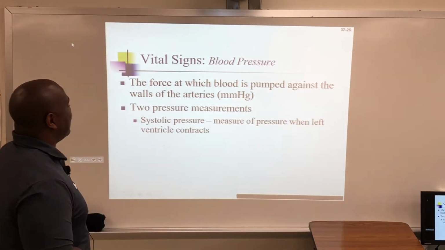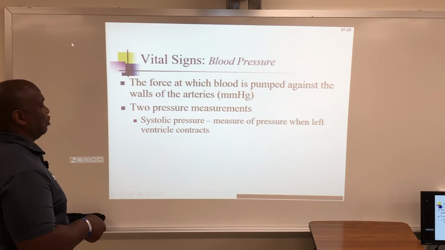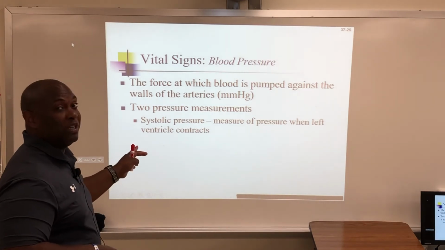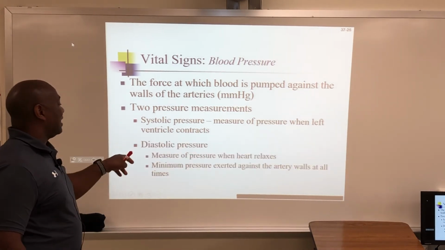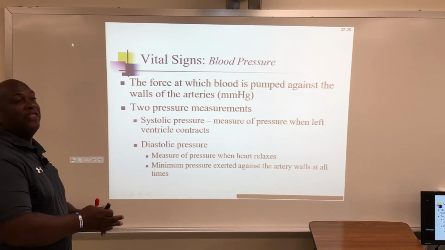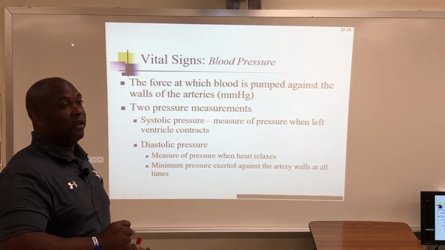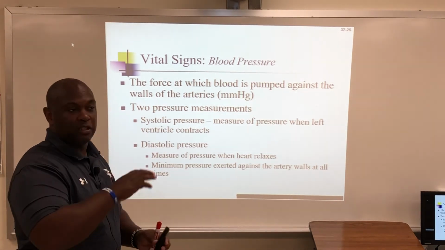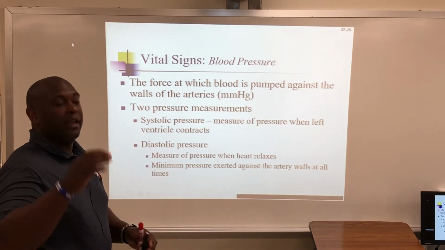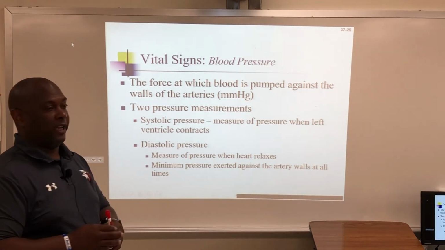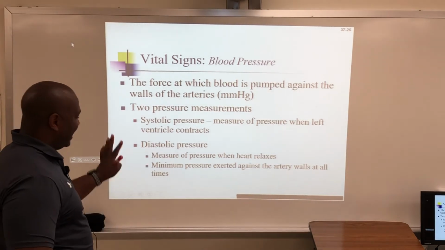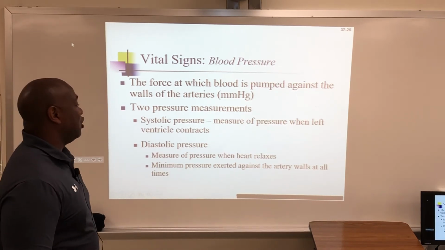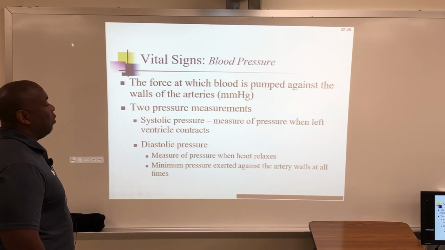Two pressure measurements. Systolic is the measure of pressure when blood is leaving the ventricles, leaving the heart to take nutrients, oxygen, and other things through the body. Diastolic is a measurement of pressure when the heart relaxes, when blood comes back to the heart. We'll go into this more specifically later. Let's just get this down right now. Diastolic: minimum pressure exerted against the walls of the arteries at all times.